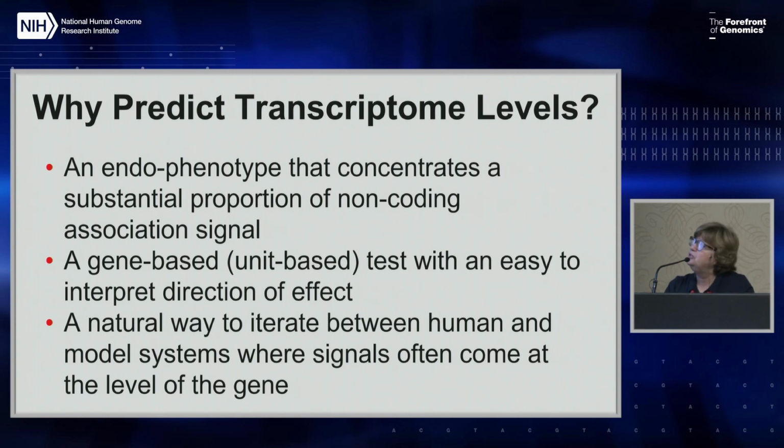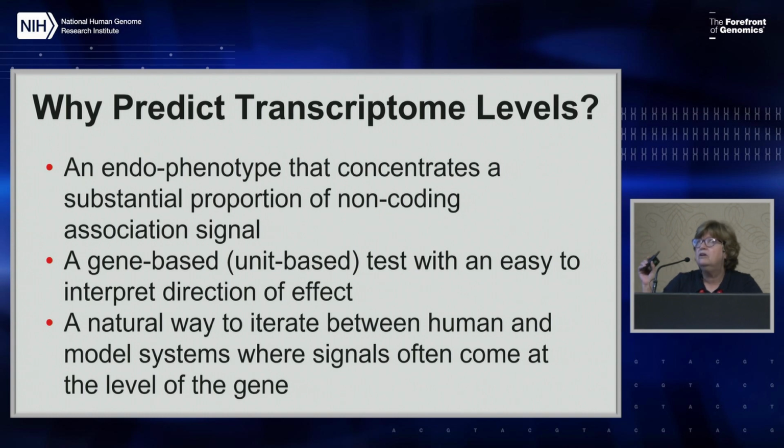So in particular with transcriptome levels, we're talking about an endophenotype that really does concentrate a substantial proportion of the non-coding heritability to common disease phenotypes. In a variety of ways, people have shown that, for example, there's a huge enrichment of GWAS hits that are EQTLs. You can show that the heritability for common traits is substantially accounted for by EQTLs, by SNPs mapping to enhancer and promoter elements.